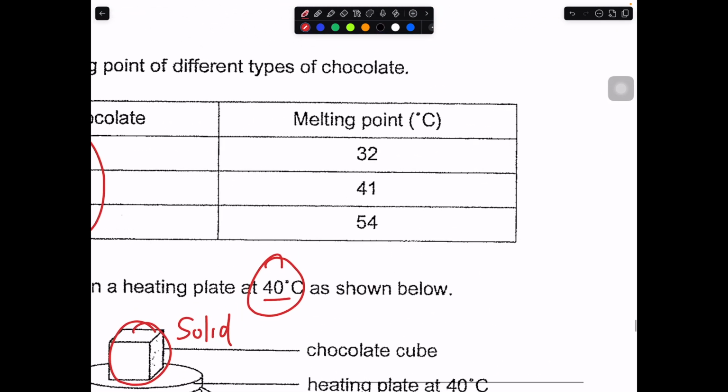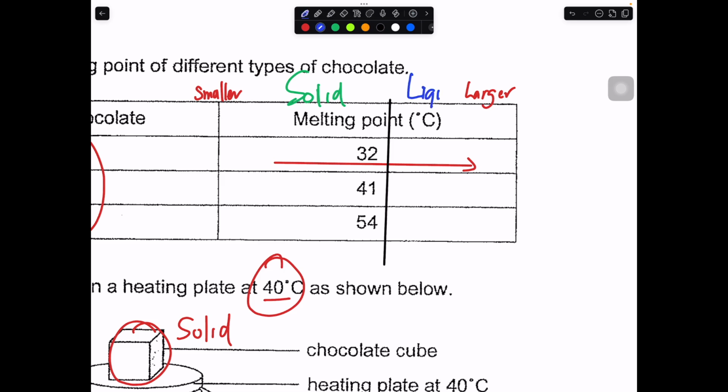So this is what I'm going to do. Since I already have these melting points, I'm going to draw a line. This will represent a temperature line or number line. Over here will be the smaller number, and this will be a larger number. I'm going to use 32, 41, and 54 as reference points. In between, I'm going to draw one line across down, and this will exist as a solid state. Let me use green color, solid. Then this will exist as a liquid state, blue color. Any number that falls into this region will be solid, and any number that falls into this region will be liquid.